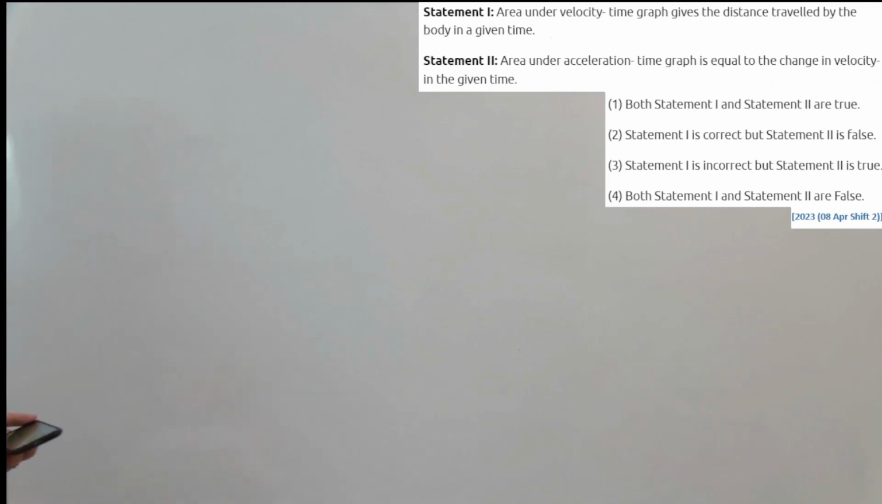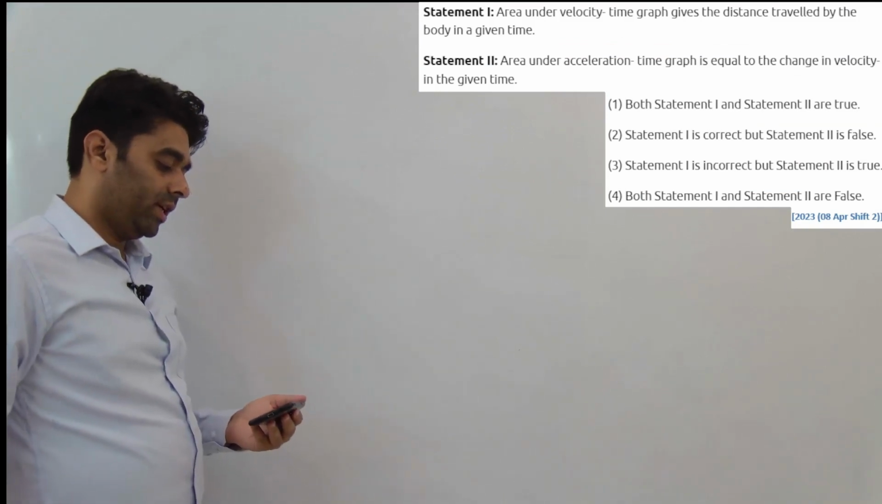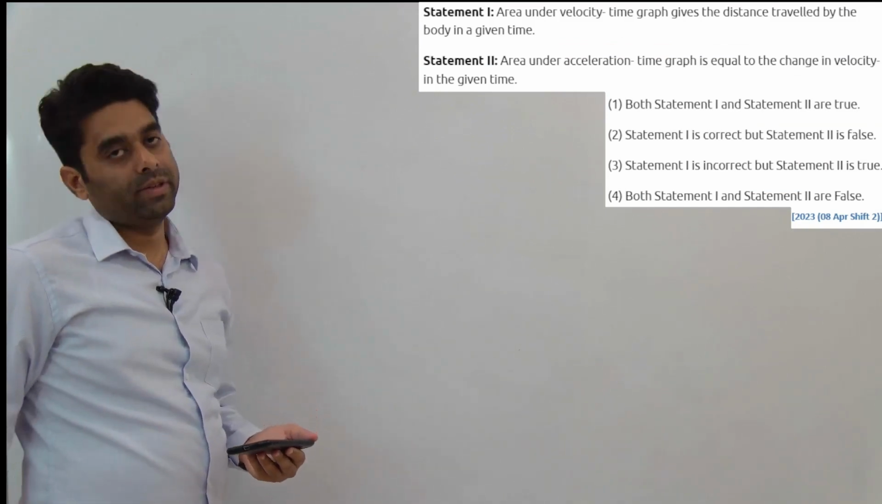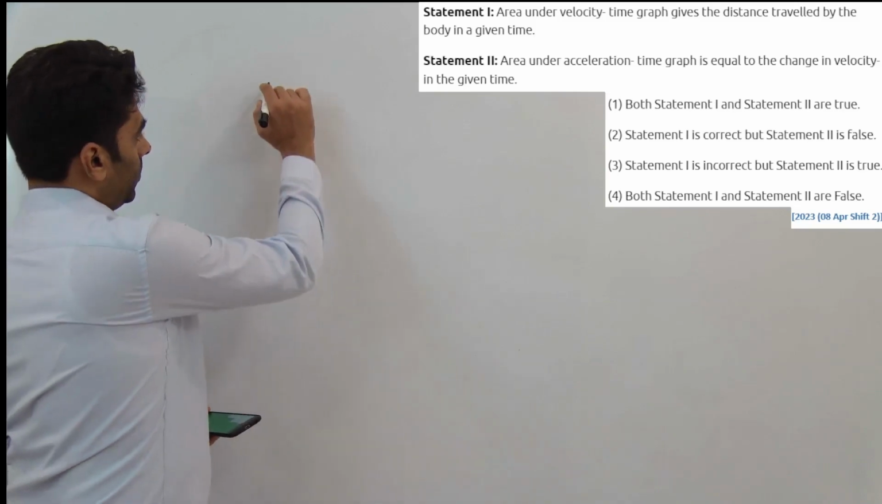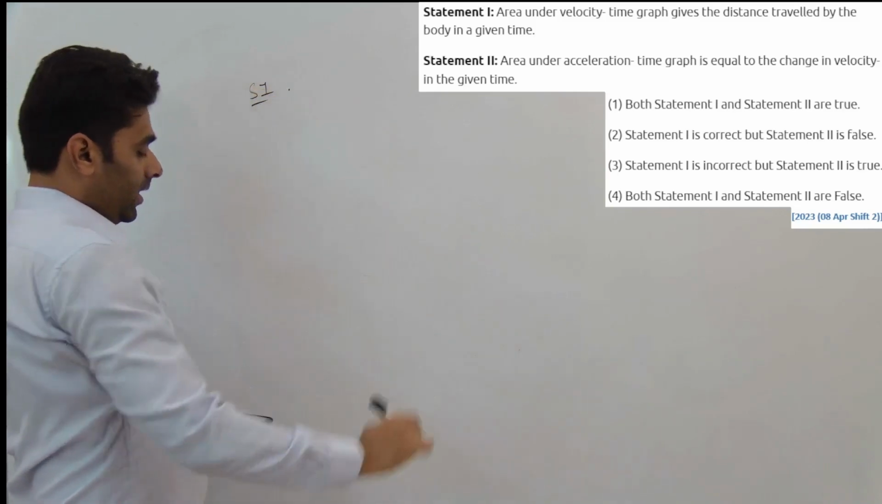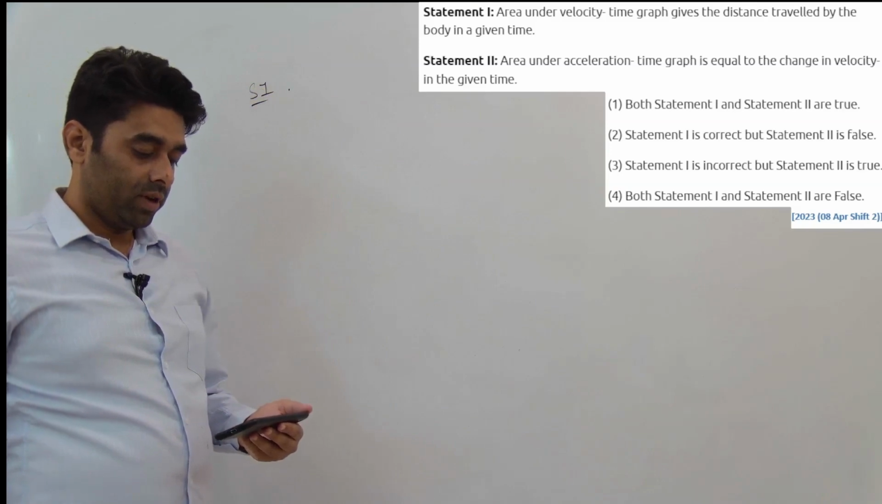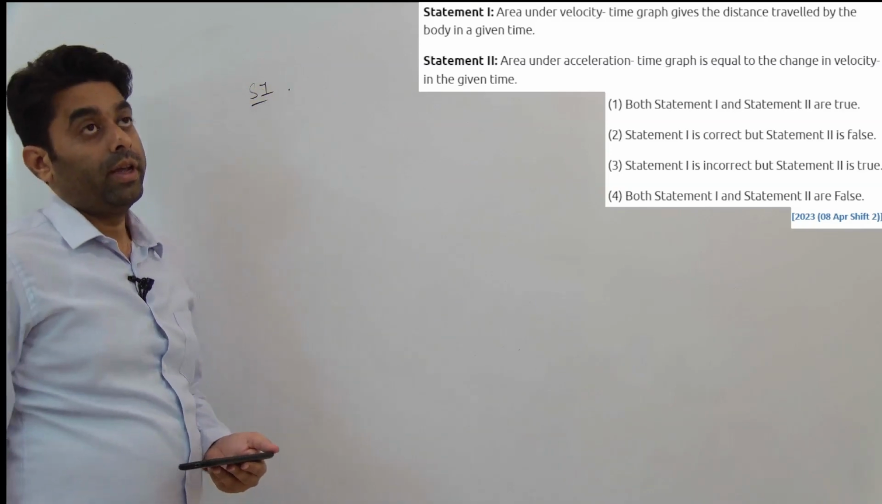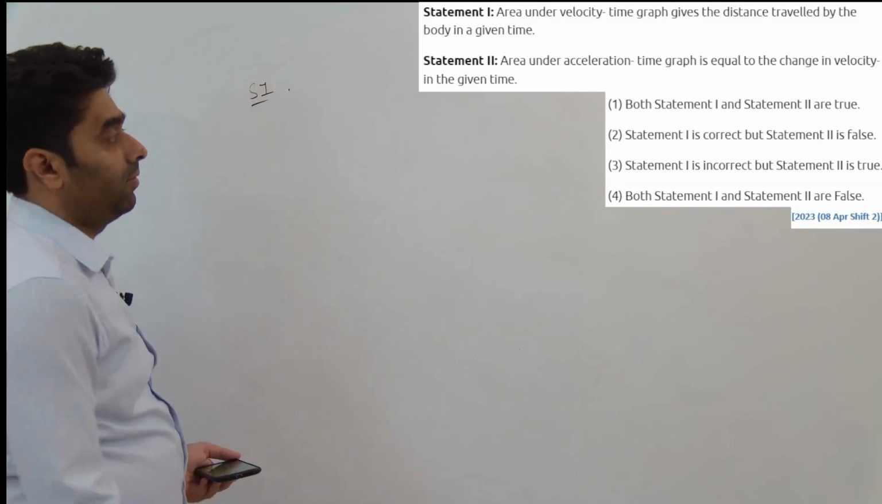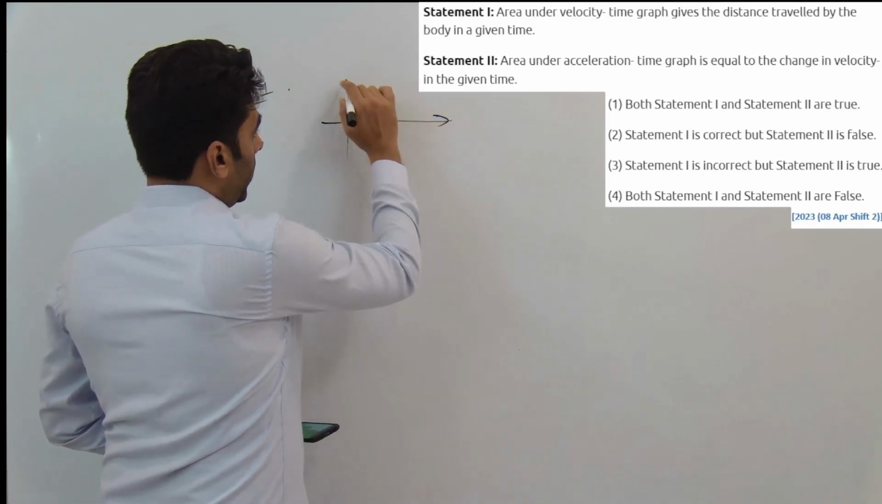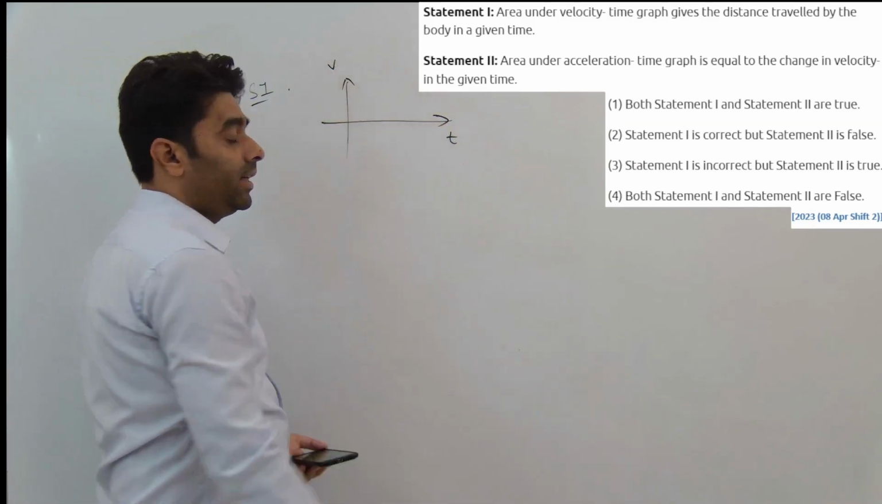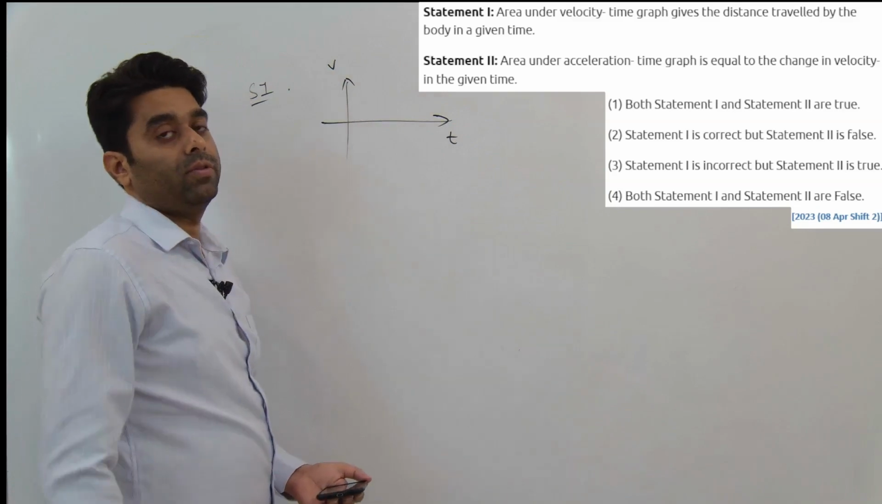Beta, next question says area under velocity time graph. Two statements are given, statement 1 and statement 2. Statement 1 says area under velocity time graph gives distance traveled by the body. Now as we know, area under velocity time graph actually gives us displacement.